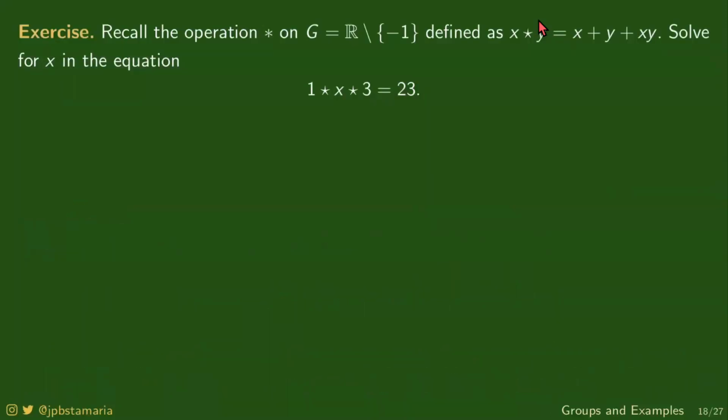Alright, so I have here an exercise. Naalala niyo yung group na ito? Yan, yung group na G, whose elements are those real numbers excluding -1. The operation is quite weird. X star y is x plus y plus xy. I want you to solve for x in this equation. Sige nga. What is x in the following equation?